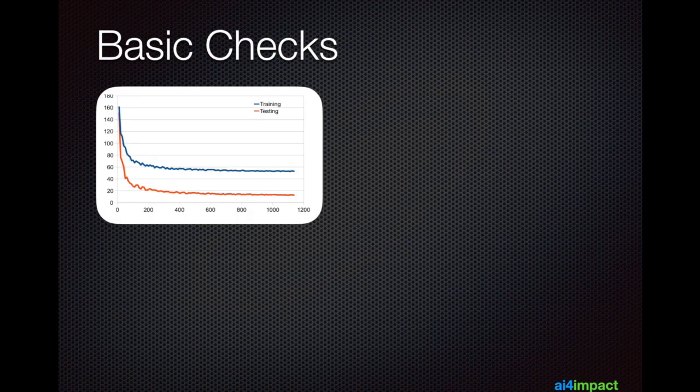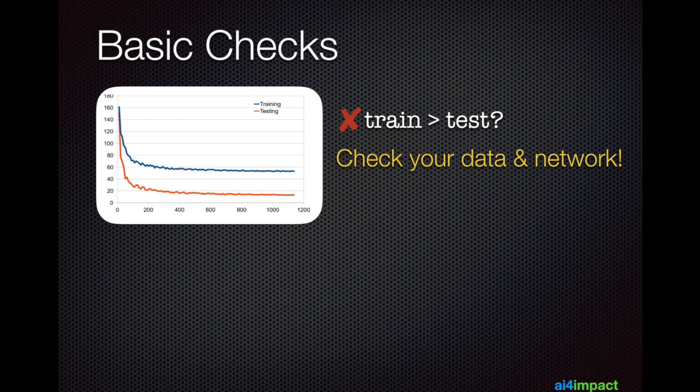Let's say you've trained your models and you get a graph. You want to check that the training loss is smaller than the test loss. On the graph on the left, you can see that the training loss is larger than the test loss. Well, the first thing you want to do is to check your data and your network. One possible bug is that the test data is contained within your trained data. It could also be that the test data is very short.